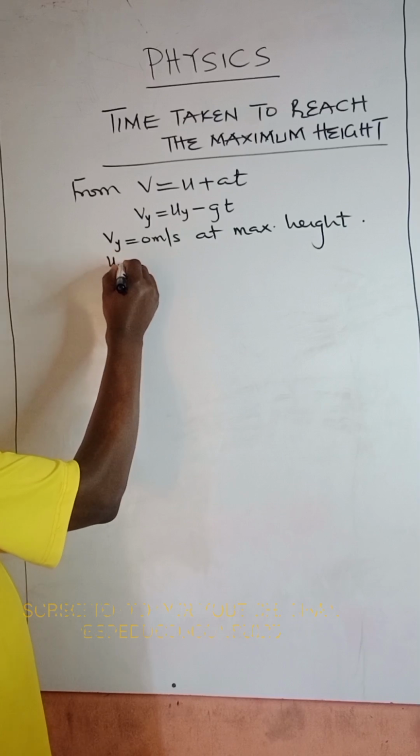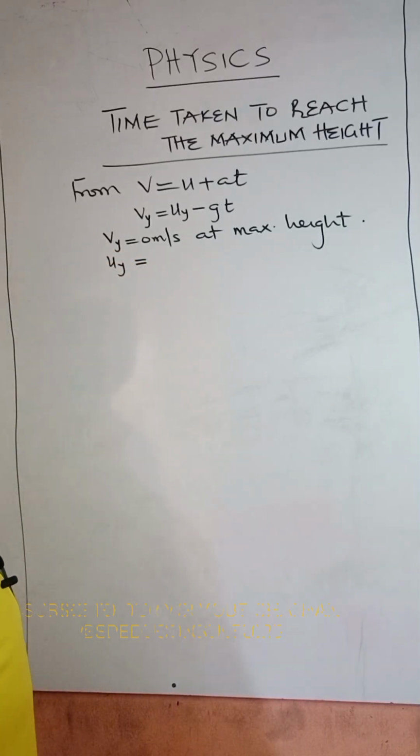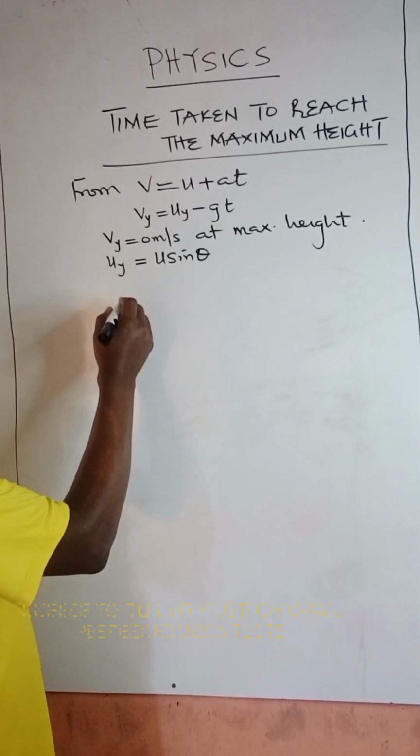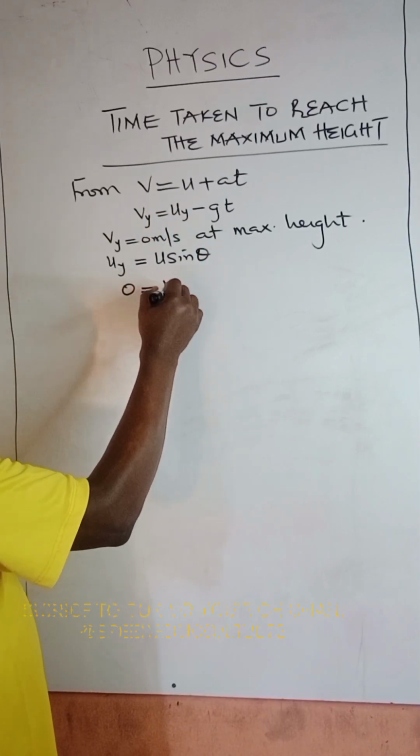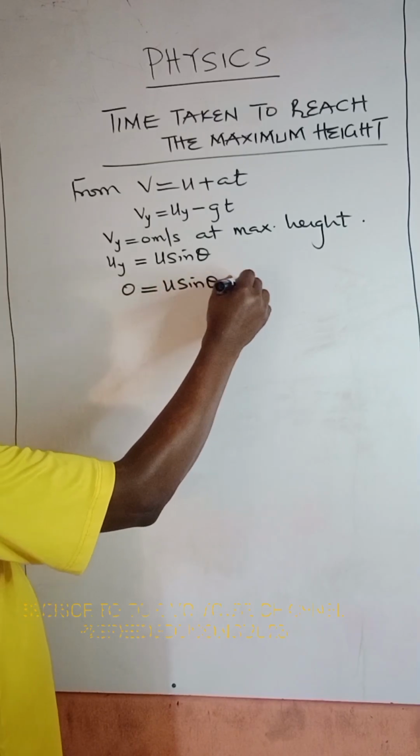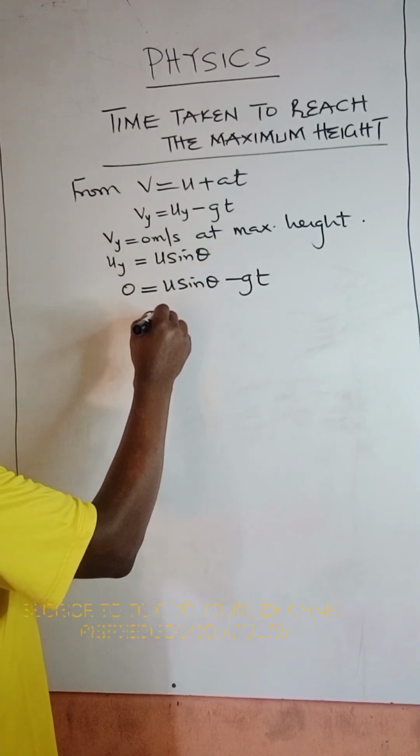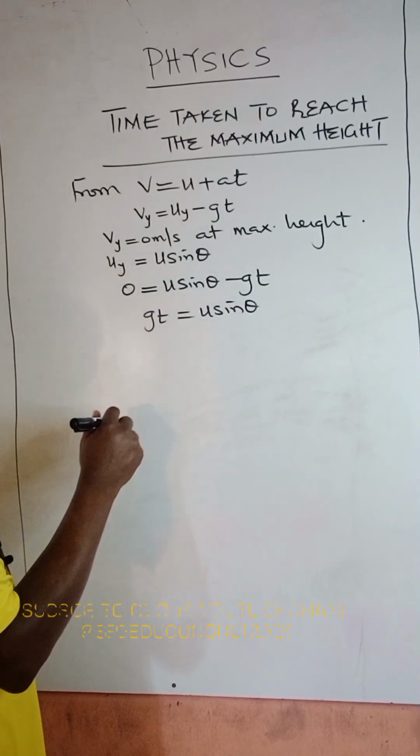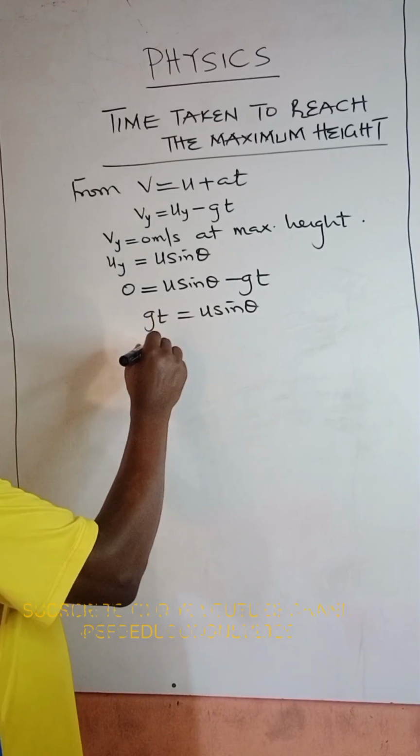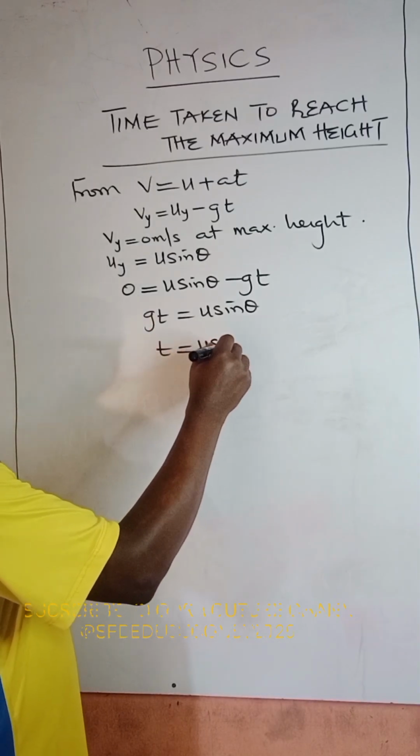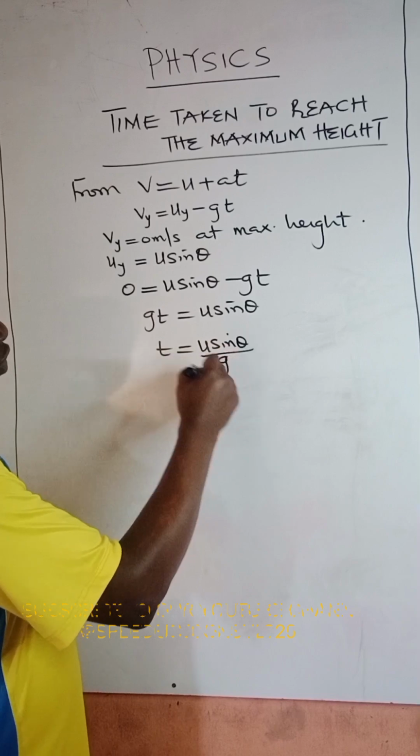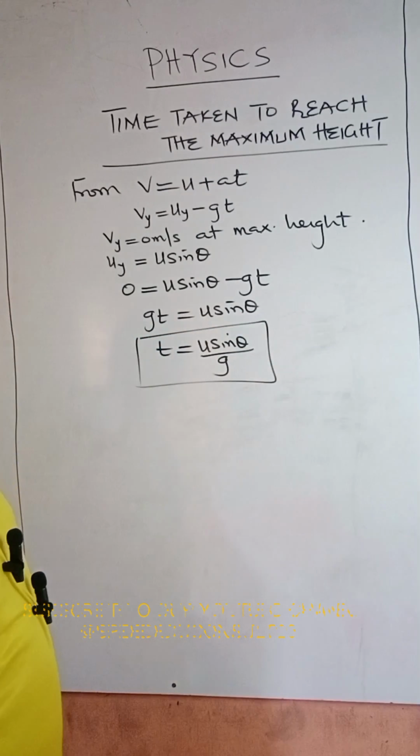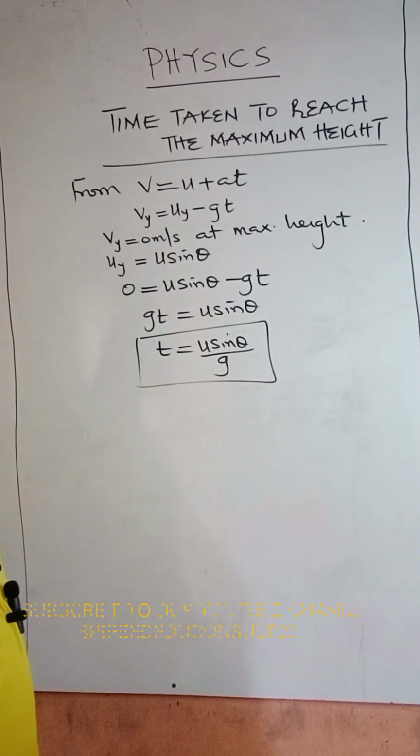So our Uy, we have derived it, vertical component of initial velocity, as u sine theta. So let's substitute there. 0 is equals to u sine theta minus gt. And our gt is equals to u sine theta. We have transferred this to this side. Divide both sides by g. We have t is equals to u sine theta all over g. This is the formula for finding the time taken to reach the maximum height.